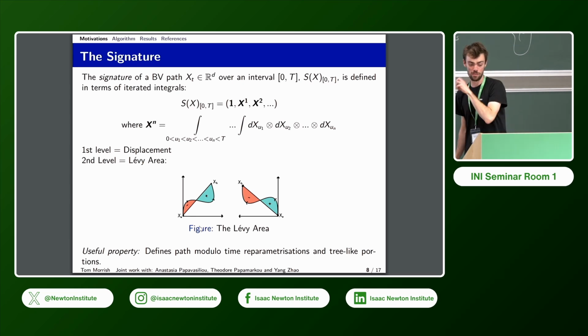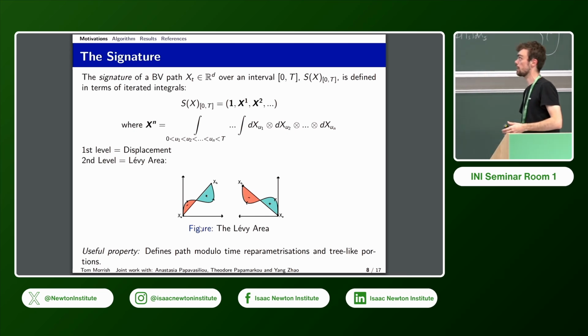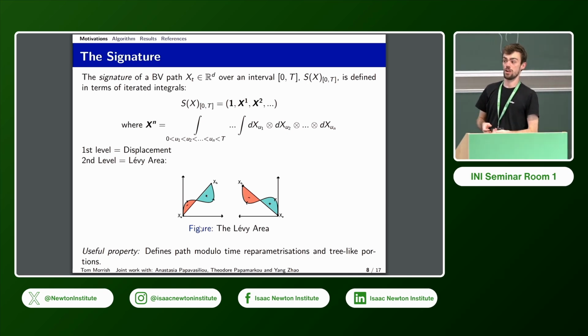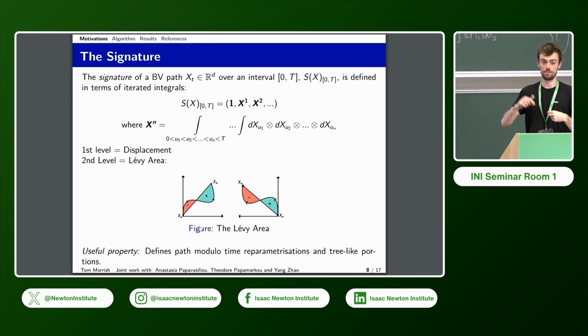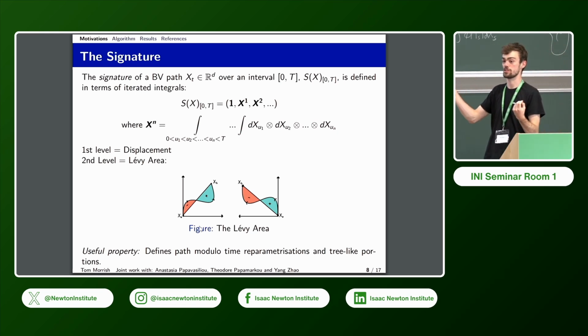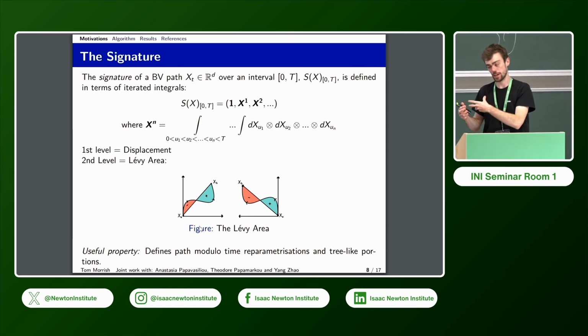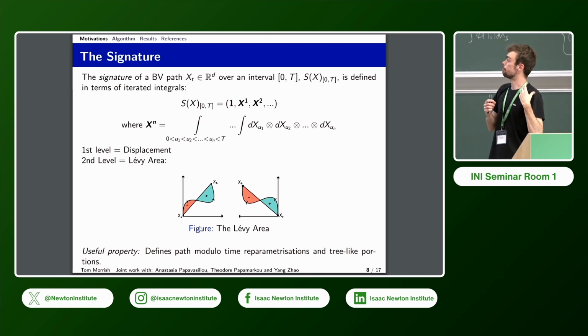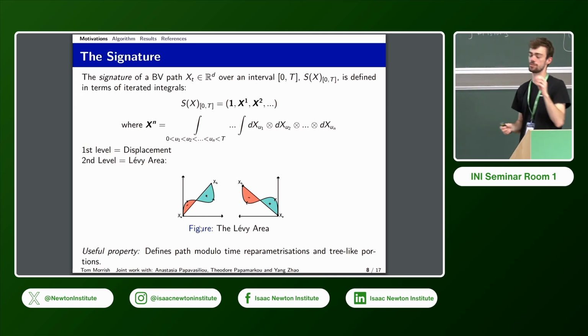The signature of a bounded variation path is essentially a summary of that path. It's a data reduction technique for continuous paths, and it's the set of iterated integrals. If we want to think about what that actual vector of numbers is, the first level is how far the path moves away from its initial point, so where does it end: the displacement. The second level summarizes the Levy area, which is the area that's caught if you drew a straight line from the beginning to the end of the path, modulo some translation.